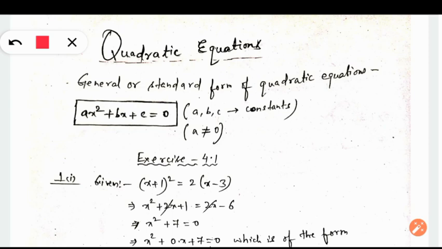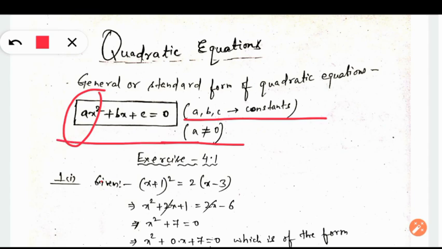Now what are a, b, c here? They are constants, real numbers. a, b, c can take any real values, but a can be any real number except 0. Why should a not be equal to 0? Because a is the coefficient of x square, and because of x square, this equation is quadratic.